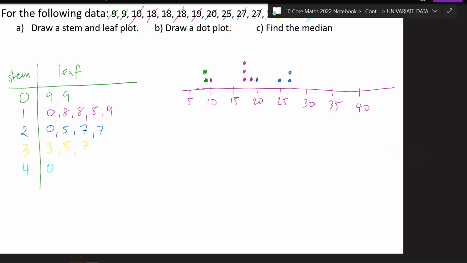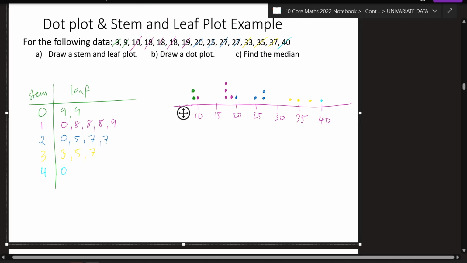1, 2. And then the 30s. So I see a 33, which is probably about here. 1. And then there's a 35. And then there's a 37. And then the last one, 40. So that's how the dot plot should look, not that other way. Make sure you draw all your numbers, and then you put a dot of where the numbers will be.